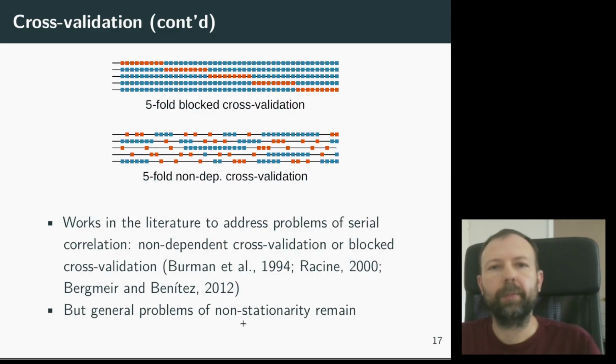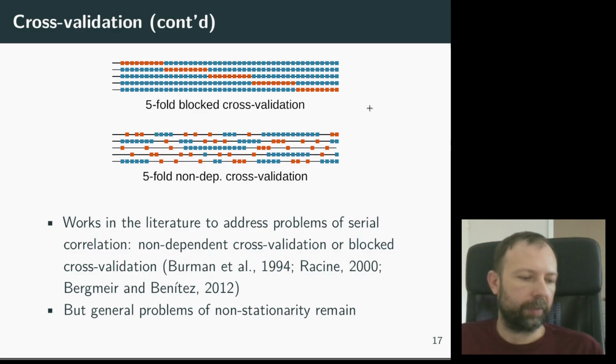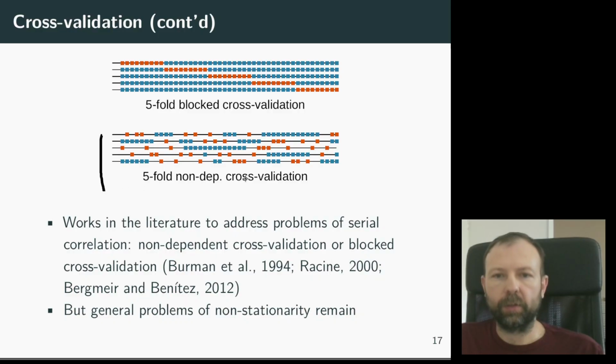However, there are some adaptations in the literature. I mean, you could do this block cross-validation, right? Where you say, okay, my folds, I just choose them in blocks. So this serial correlation problem is at least gone. I mean, you still have this general non-stationary problem. And then another thing that people have done is this non-dependent cross-validation, where you say, well, if a data point is in the test set, then I need to remove a neighborhood around it from the training set.